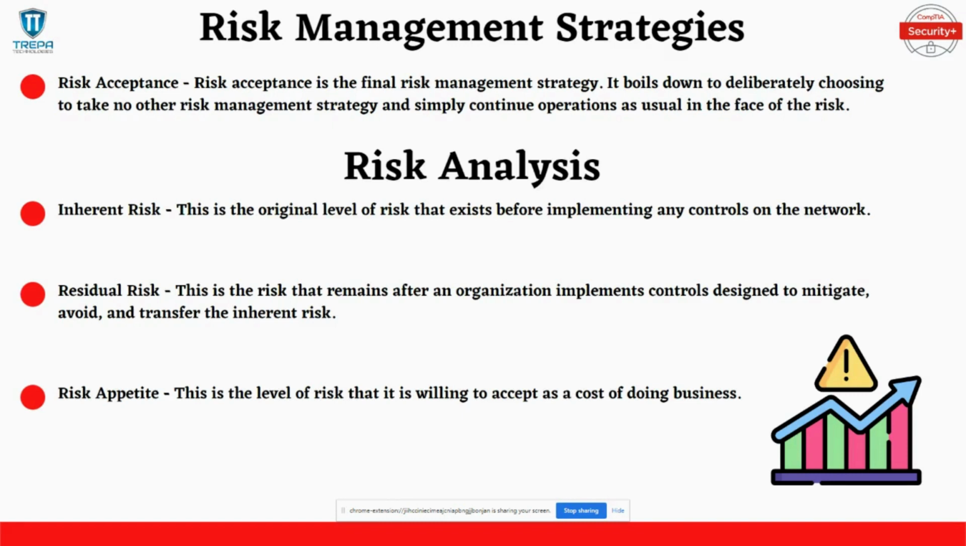Now let's go over some risk analysis. Inherent risk describes the original level of risk that exists before you implement any control in a network. Residual risk is a risk that remains after you implement the security control. Then risk appetite describes the level of risk the organization is willing to accept.